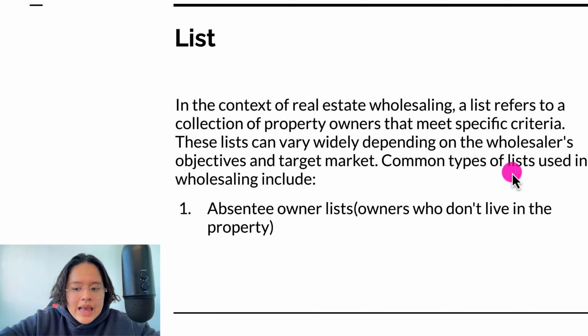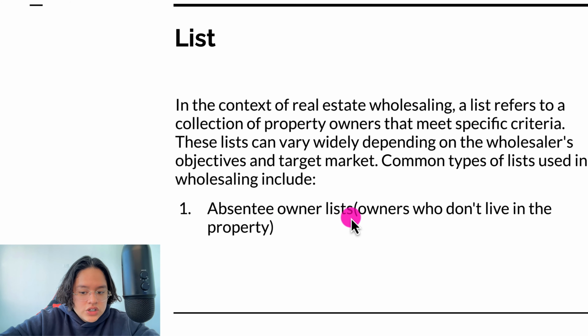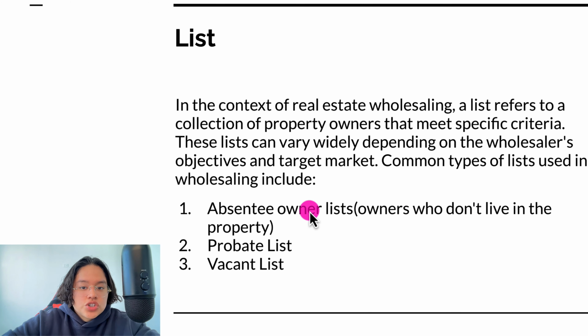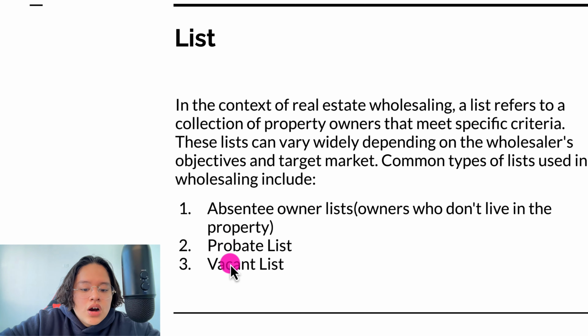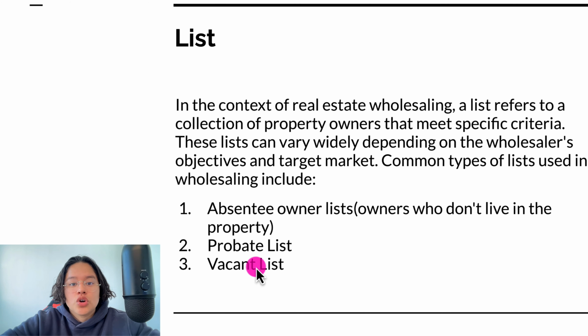So common types of lists used in wholesaling include the absentee owner list, which is owners who don't live in the property. We got the probate list, which is property owners that passed away and now an heir is inheriting the property. And now vacant, meaning that the house is vacant, there's no one living in the property, and so the seller might actually be motivated to sell.